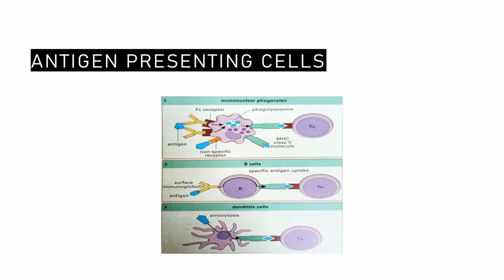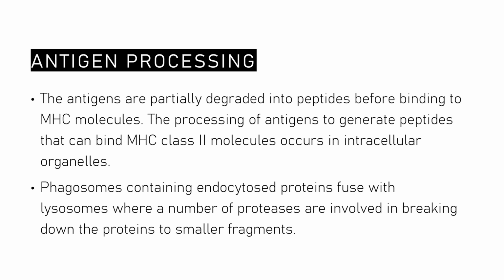So these are the antigen presenting cells and how they present the antigens. The antigen processing steps: the antigens are partially degraded into peptides before binding to MHC molecules. So the processing of antigens to generate peptides that can bind MHC class II molecules occurs in intracellular organelles. Phagosomes containing endocytosed proteins fuse with lysosomes where a number of proteases are involved. So protease enzymes, which break down proteins, break the protein into smaller fragments.